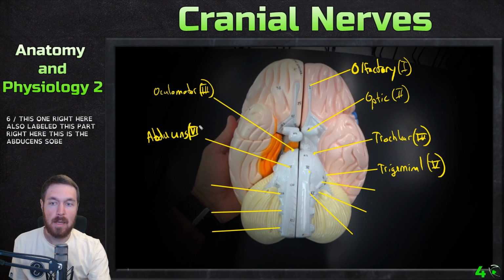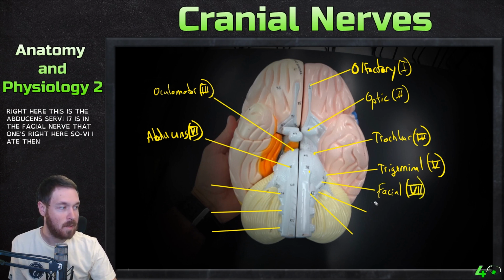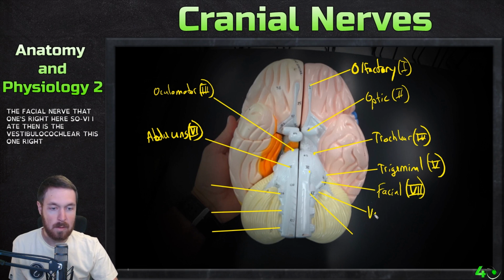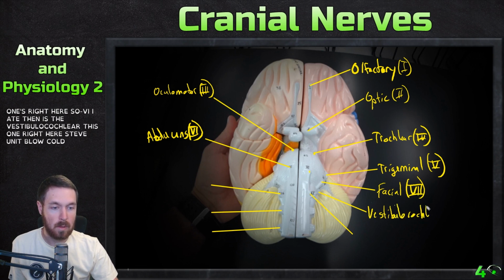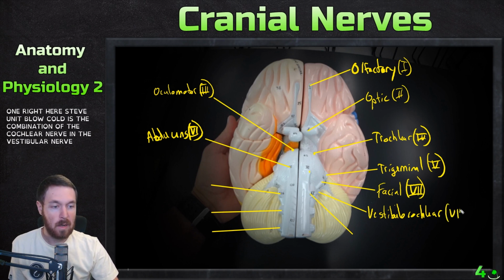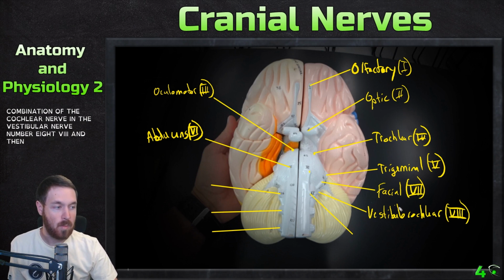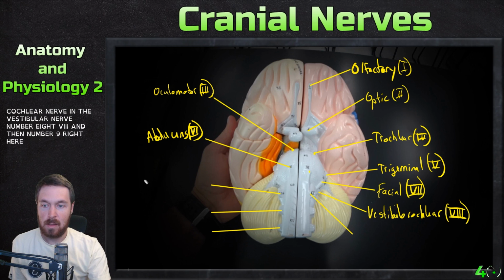So VI. 7 is then the facial nerve. That one's right here. So VII. 8 then is the vestibulocochlear. This one right here. So this is a combination of the cochlear nerve and the vestibular nerve. This one's for hearing and balance, but this is number 8, VIII. And then number 9, right here, the glossopharyngeal.